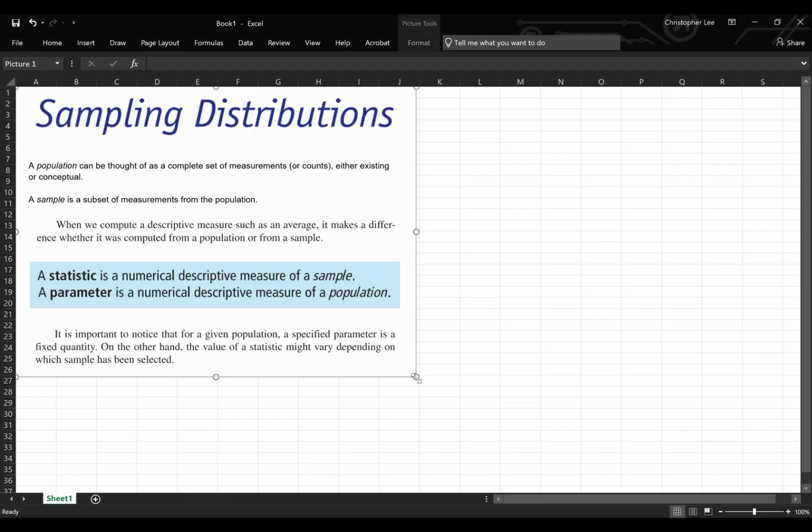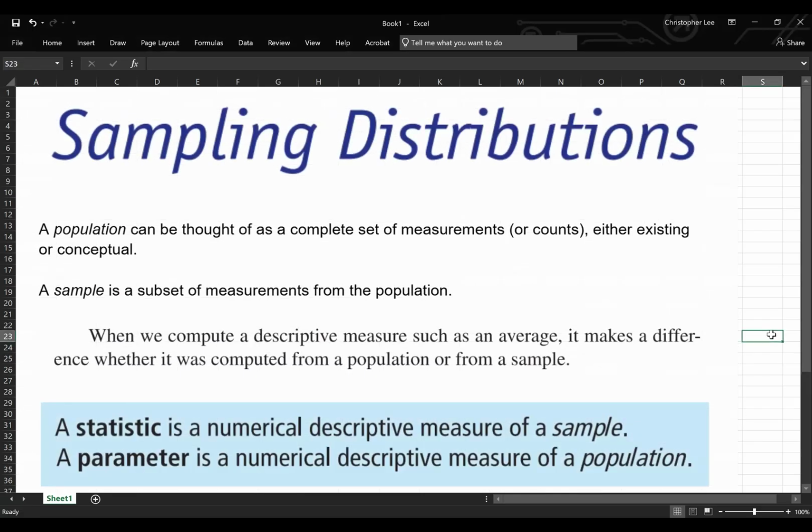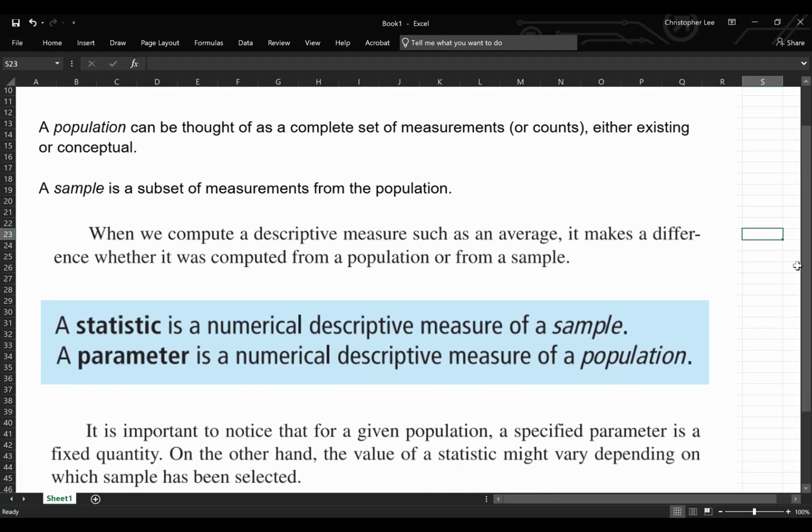All right. So the first thing I'm going to talk about today now is called sampling distributions. So a population can be thought of as a complete set of measurements or counts, either existing or conceptual. A sample is a subset of measurements from the population. So when we compute a descriptive measure, such as an average, it makes a difference whether it was computed from a population or from a sample. All right, so let's talk a little bit more about it.